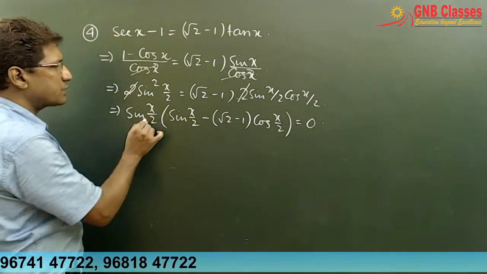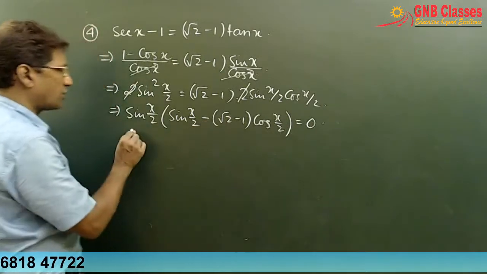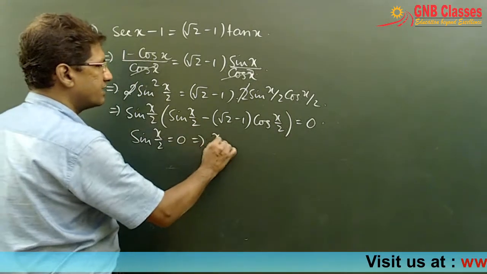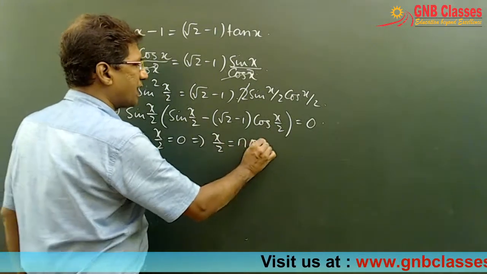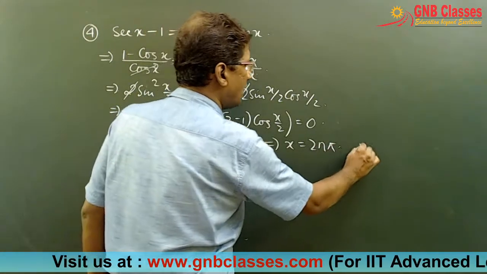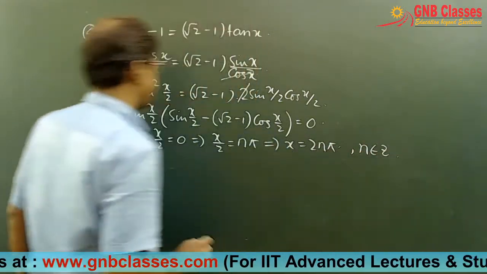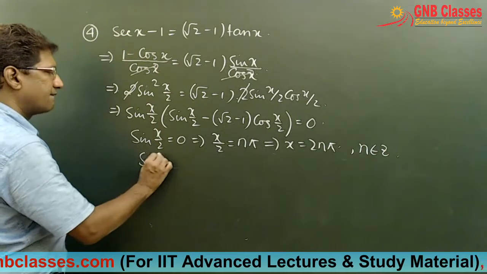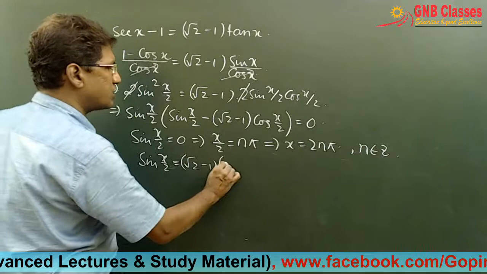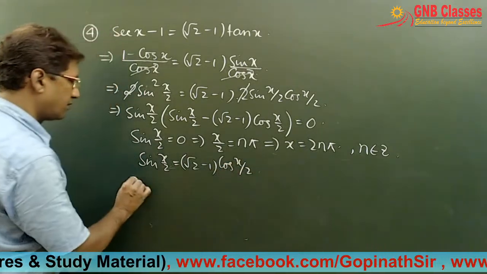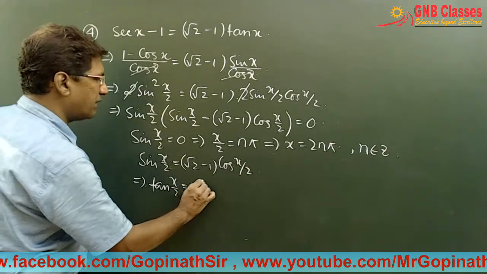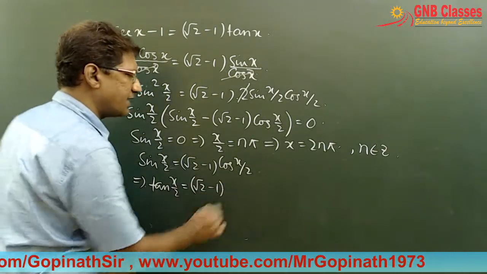So either sin x by 2 is 0 or this part is 0. When sin x by 2 is 0, that implies x by 2 is n pi, so x is nothing but 2n pi, where n belongs to any integer. Otherwise, sin x by 2 equals root 2 minus 1 times cos x by 2. So tan x by 2 is nothing but root 2 minus 1. Is it clear to all of you?